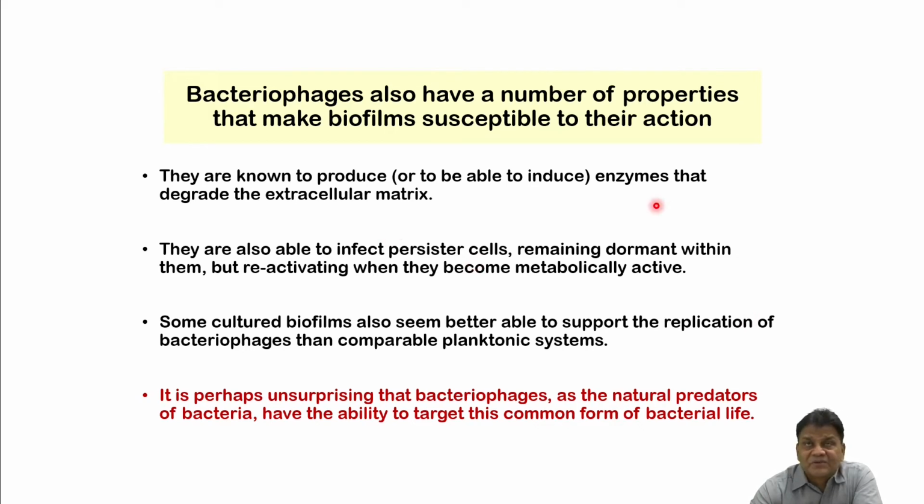So bacteriophages have a number of properties that make biofilm susceptible to their action. Why the antibiotics were failing, I have just shown in that picture. But here you can see they are known to be able to induce enzymes that degrade the extracellular matrix which is present in the biofilm, because the biofilm is formed by the live bacteria and the extracellular matrix excreted by the bacteria. They are also able to infect persister cells, meaning they are not actively multiplying, but the phages infect them, remain dormant within them, but reactivate when they become metabolically active. So this is the beauty with this.